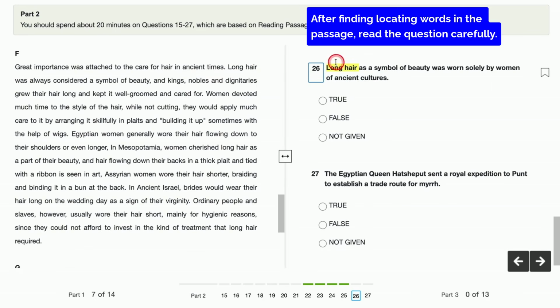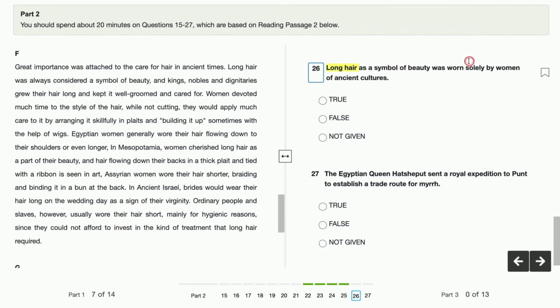So now we need to read the question again. We need to analyze it. Long hair as a symbol of beauty was worn solely by women of ancient cultures. I think this information is very important. We need to find out if long hair was worn only by women. Okay, now I will play the audio for this paragraph. You try to find out if long hair was worn only by women or not, okay?